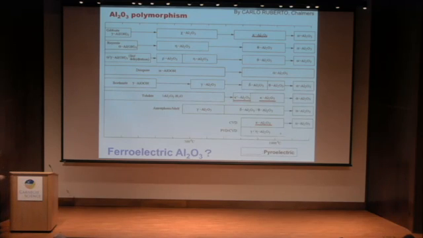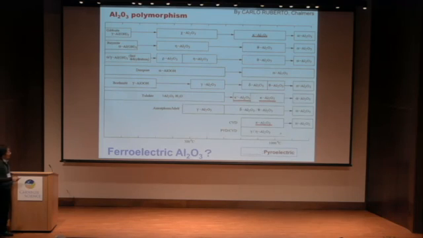And so one of the candidates was alumina. As you know, aluminum hydroxide decomposes into alpha alumina finally at high temperatures. And during the decomposition process, there are many kinds of intermediate metastable phases, about 12.